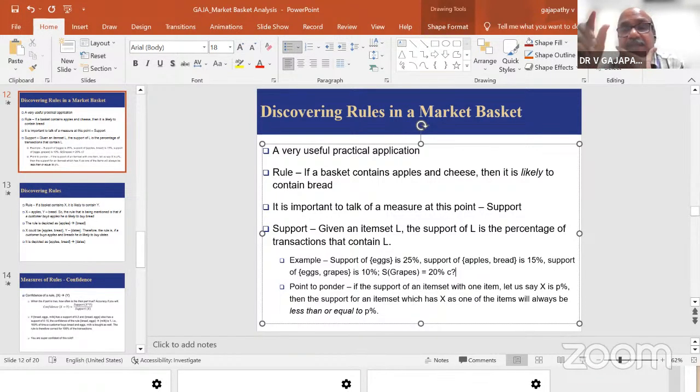Support of X and grapes divided by support of X. So 25 times 20.